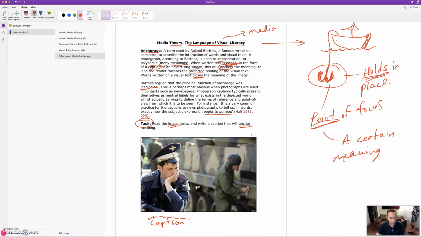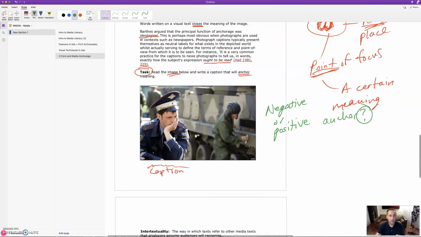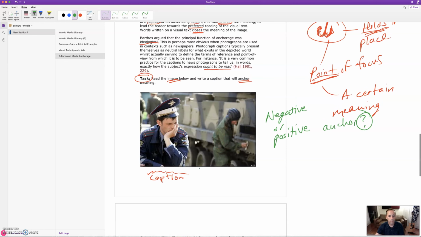So here's a soldier fixing what looks like a tank behind a captain. This captain looks very tired. He's got his face in his hands. He's thinking deeply, maybe. So think about, are you going to put a negative or a positive anchor here? You can totally change the interpretation of the image depending on if you put negative or positive.